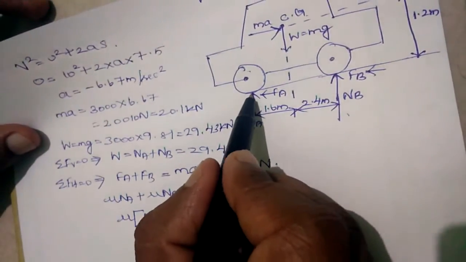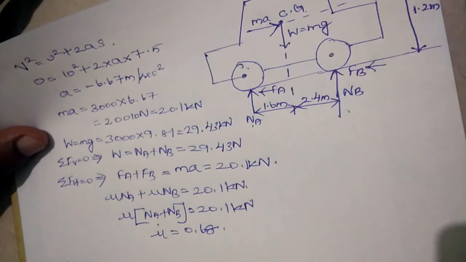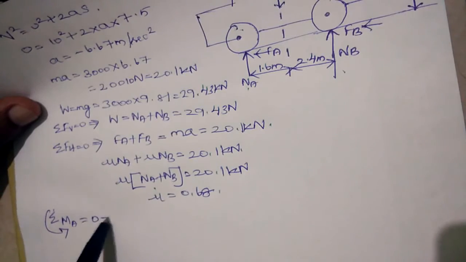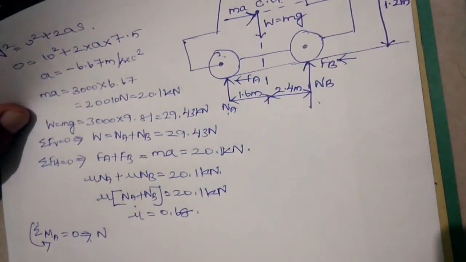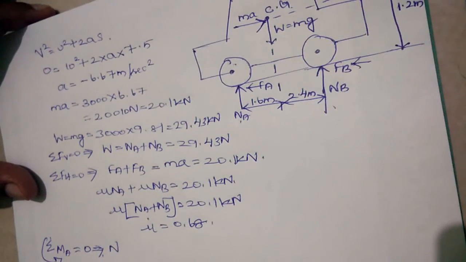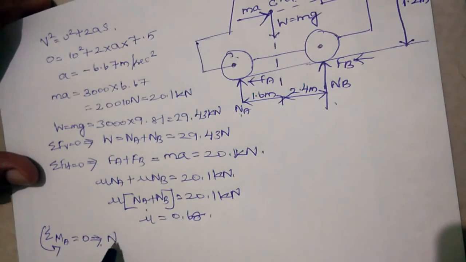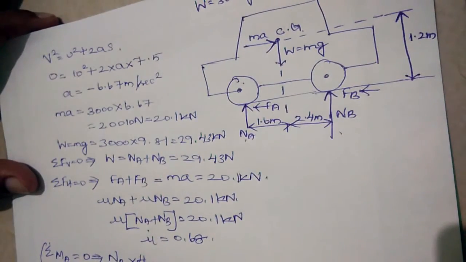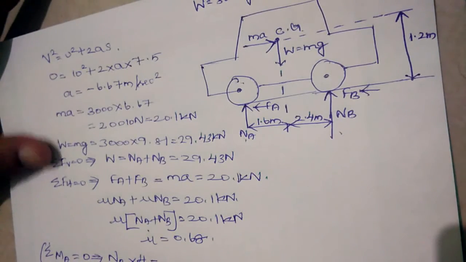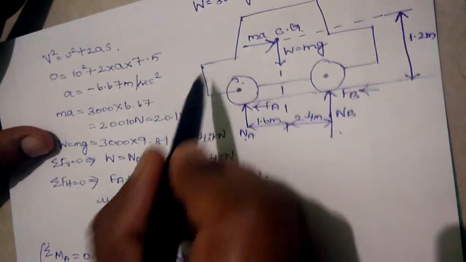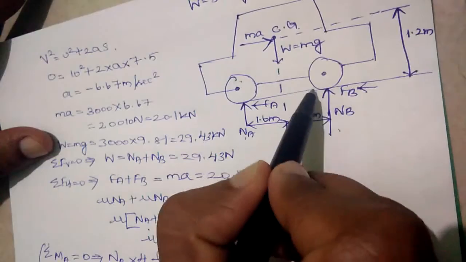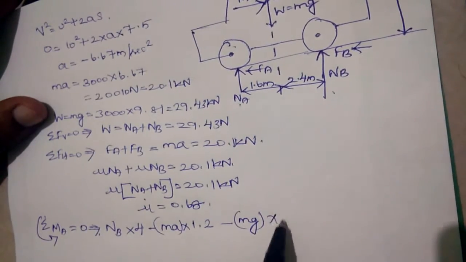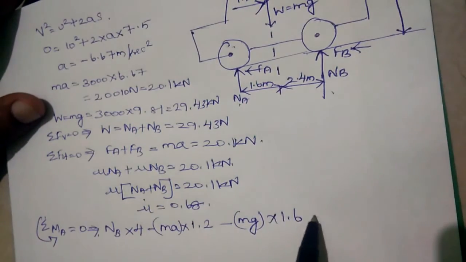Now, taking moment about this point gives NB into 4, it acts in the counterclockwise direction, minus inertia force M into A into 1.2, this will act in the counterclockwise direction, minus M into G into 1.6, and this moment will act in the clockwise direction, is equal to 0.